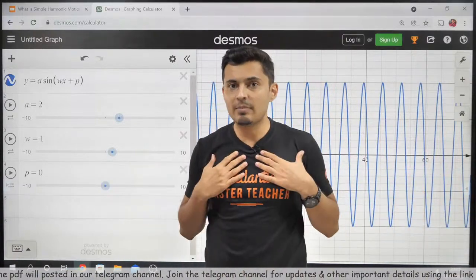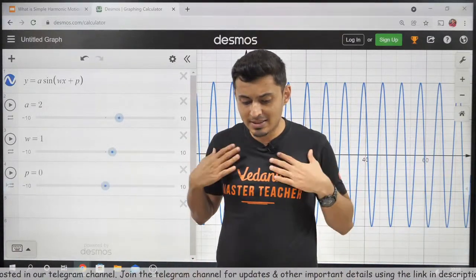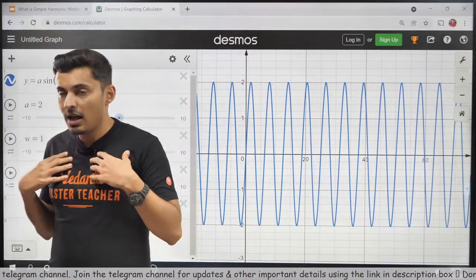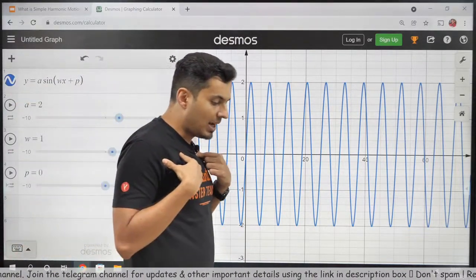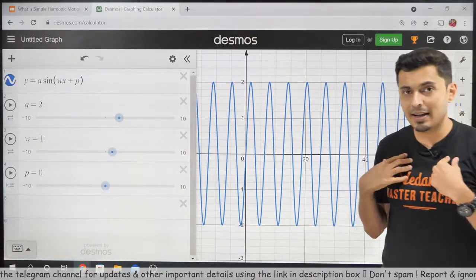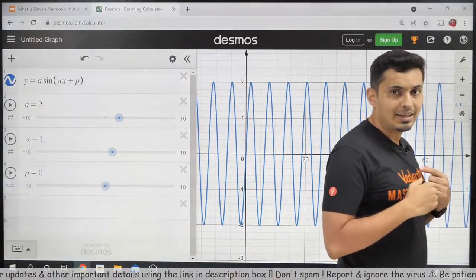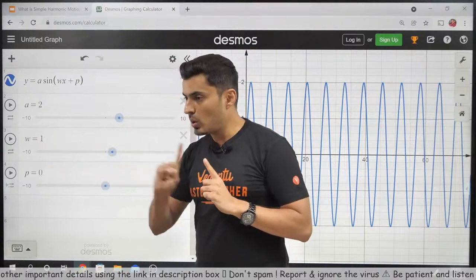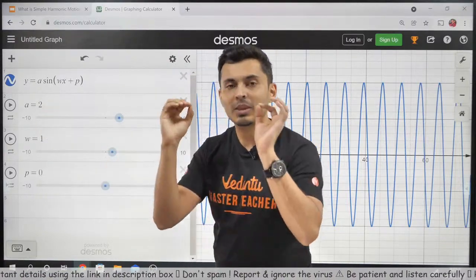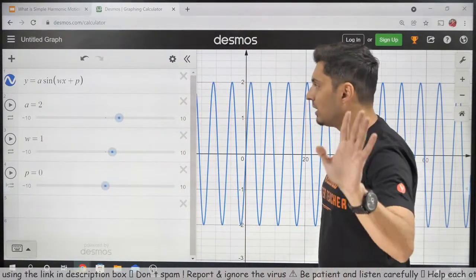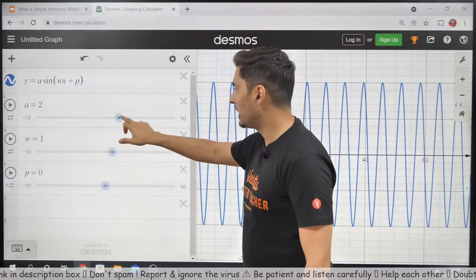For example, I'll give you a live example. I'm standing here. I start moving like this. I go 2 meters here, come back 2 meters. I go here 2 meters, I come back 2 meters. To this side, to this side. So 2 is my amplitude. Great. Very good. Understood.